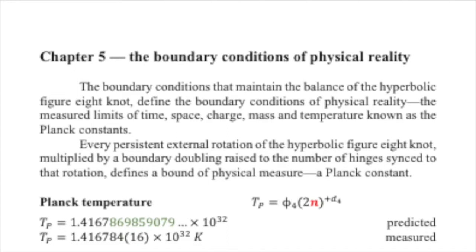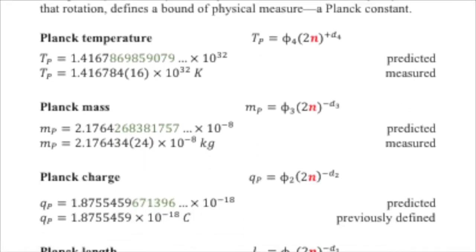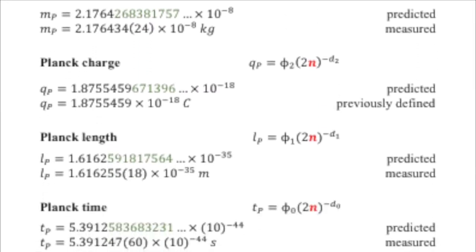Every persistent external rotation of the hyperbolic figure eight knot, which we just defined, multiplied by a boundary doubling in each case, raised to the number of hinges synced to that rotation, defines a bound of physical measure, a Planck constant. So let's look at the bottom here, the Planck time. The minimum possible time available, not just because of our limits in technology right now, available in nature, we have found is equal to 5.391247 plus or minus 60 in the 47 times 10 to the negative 44 seconds.